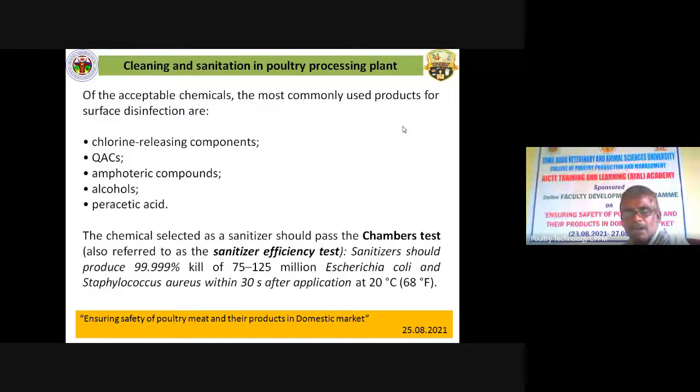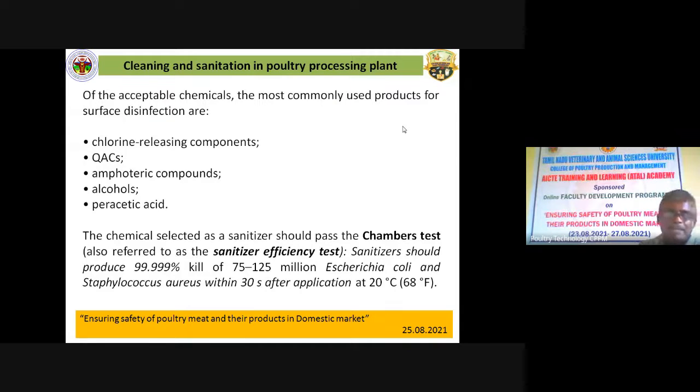This test involves the sanitizer being applied to some number of organisms on a particular surface, and this sanitizer has to remove 99.999% of that particular organism. Usually, the concentration range of E. coli used is 75 to 125 million coliform units on a particular surface.